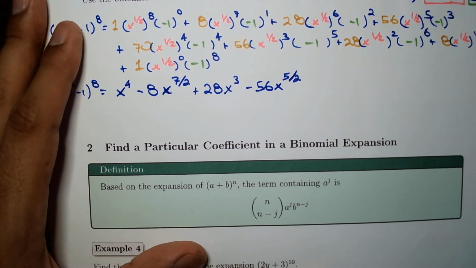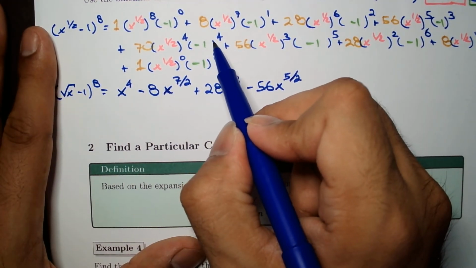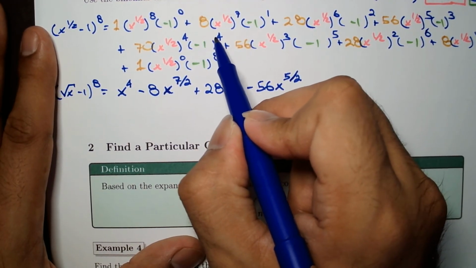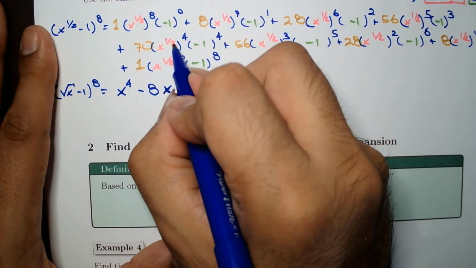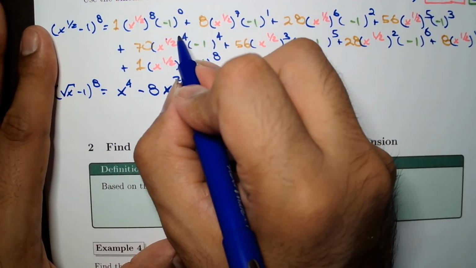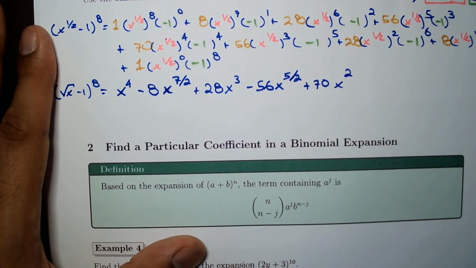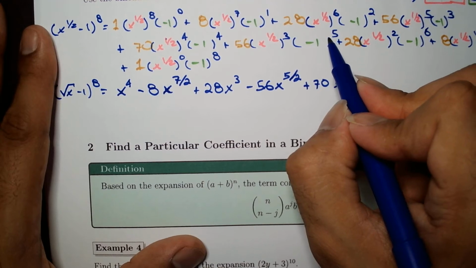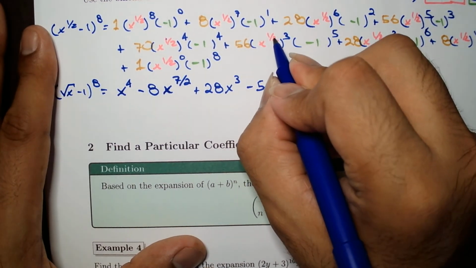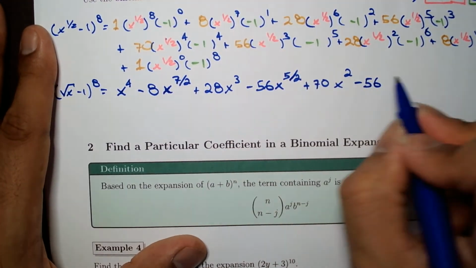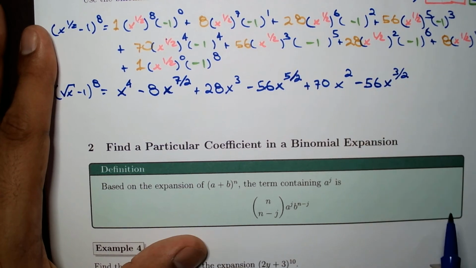And then negative 1 to the 4th power, that's positive 1 times 70, that's a plus 70. x to the 1/2 to the 4th, that's the same as saying 4 times a half, which is 2, x squared. Negative 1 to the 5th is negative 1 times 56, that's a negative 56. x to the 1/2 to the 3rd power, multiply the powers, 1/2 times 3, that's 3/2.